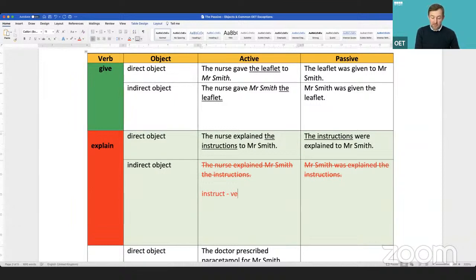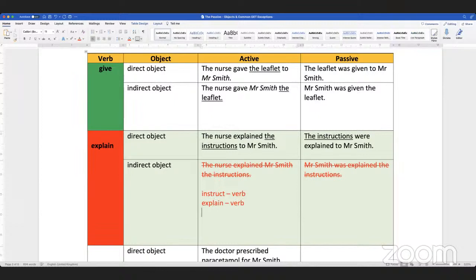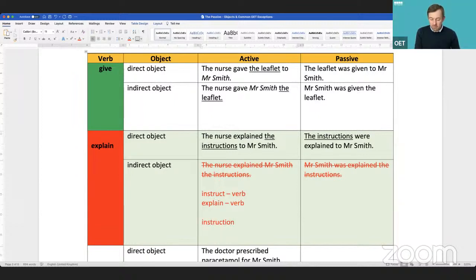Okay, that's a verb. To explain is a verb. What's the noun? Instruction. Explanation. Explanation is a noun. Now, they're not quite the same thing, but they are similar. To instruct is to say, this is how you should do it. But explaining is just saying how something works.